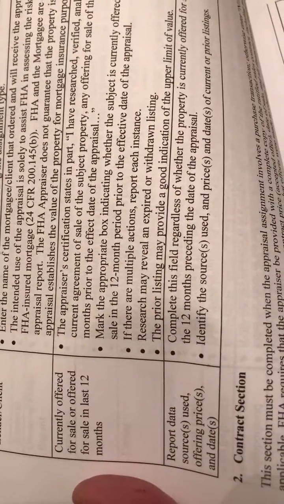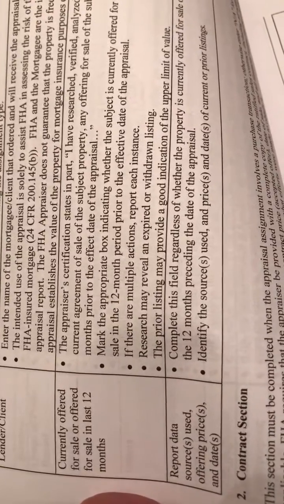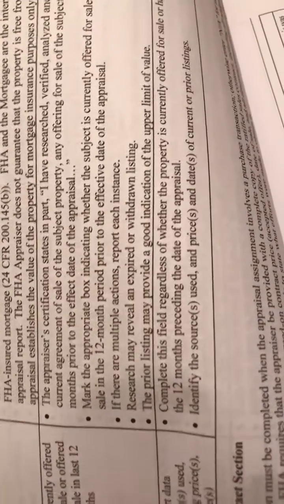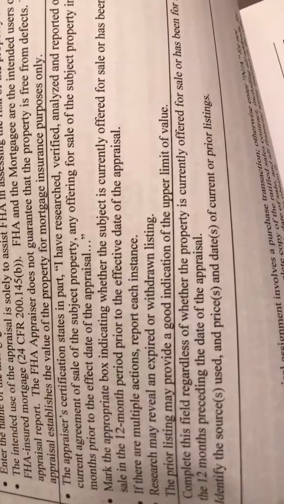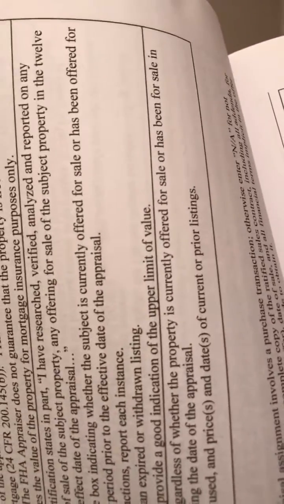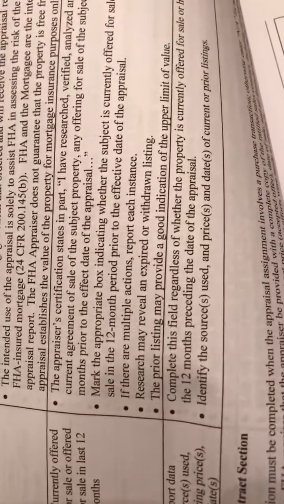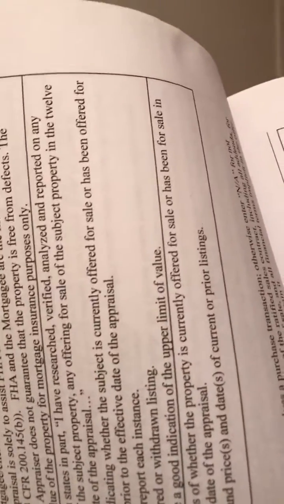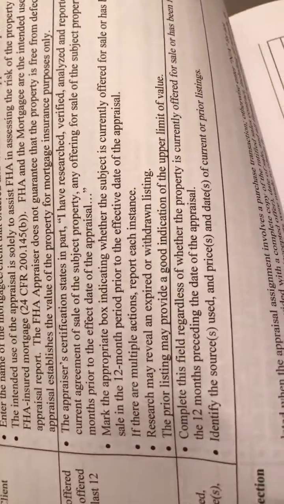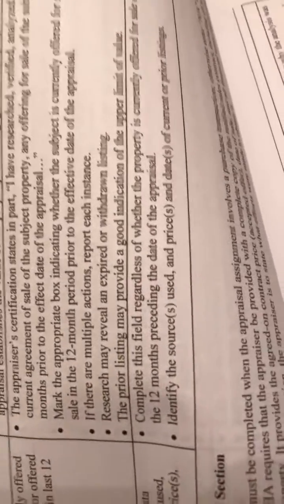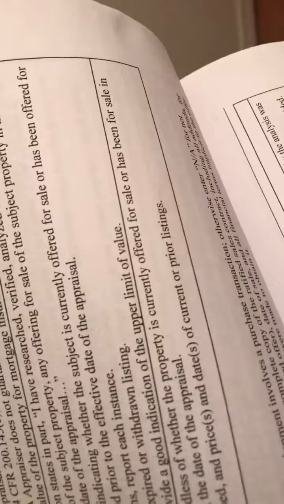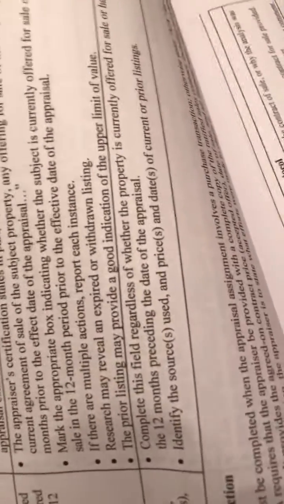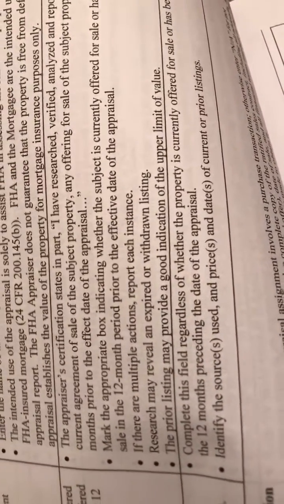Field: Currently offered for sale or offered for sale in the last 12 months. Protocol: The appraiser certification states in part, I have researched, verified, analyzed, and reported on any current agreement of sale of the subject property, any offering for sale of the subject property in the 12 months prior to the effective date of the appraisal. Mark the appropriate box indicating whether the subject is currently offered for sale or has been offered for sale in the 12-month period prior to the effective date of the appraisal.